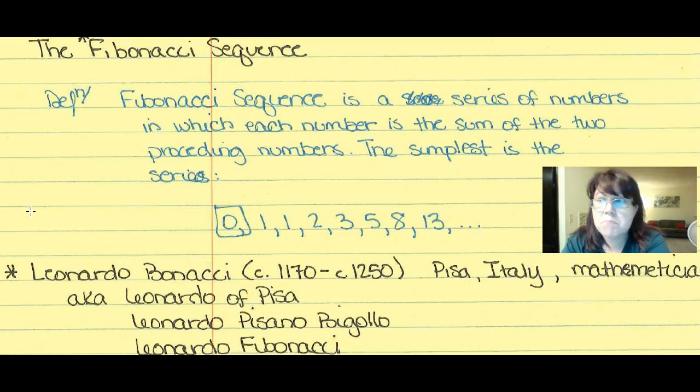Now, some mathematicians start the Fibonacci sequence off with 0. Some start it off with 1. But here's what the Fibonacci sequence does. You take 0, 1, add them together. 0 plus 1 is 1. 1 plus 1 is 2. 1 plus 2 is 3. 2 plus 3 is 5. 3 plus 5 is 8. 5 plus 8 is 13. Therefore, the next number is 8 plus 13, which is 21. 13 plus 21 is 34. And so on and so on. That's what the Fibonacci sequence is.